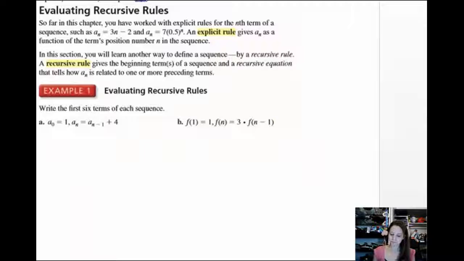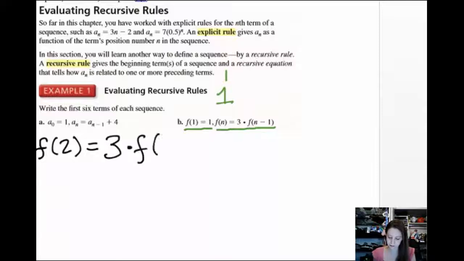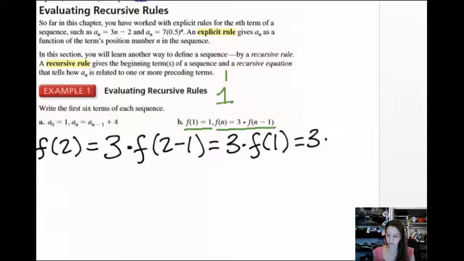Example 1b. Now this is written more in function notation. So we are given f of 1 equals 1. So we're given the first term. The first term is 1. The recursive formula is next, and I'm going to start by finding f of 2. I've already got the first term, don't need to find it. So f of 2 is going to be 3 times f of 2 minus 1, which is 3 times f of 1. F of 1 we were given is 1. So this is 3. F of 2, or the second term, is 3.